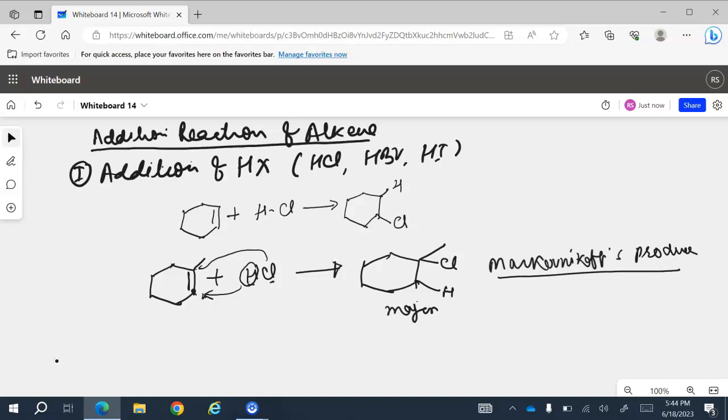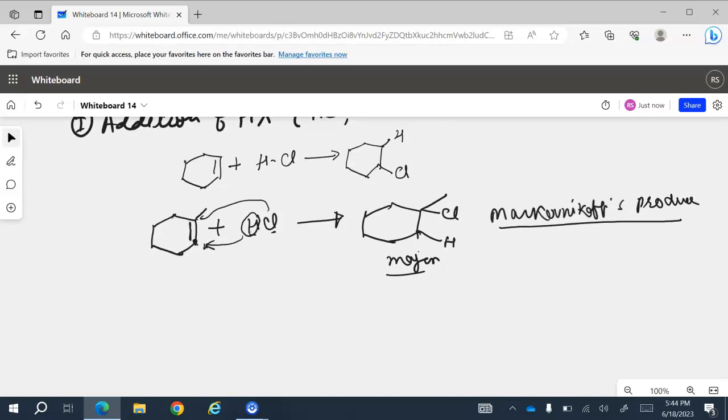The other possible product is the minor product, in which just the opposite happens. But the formation of this major product is the direct consequence of the mechanism. Right, from the mechanism we can clearly understand why this will follow the Markovnikov rule. Let us talk about the mechanism for this reaction.